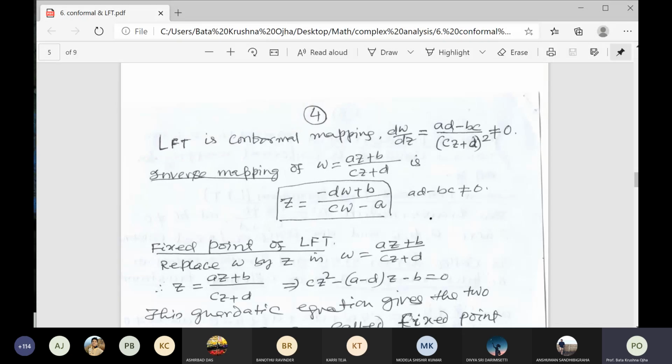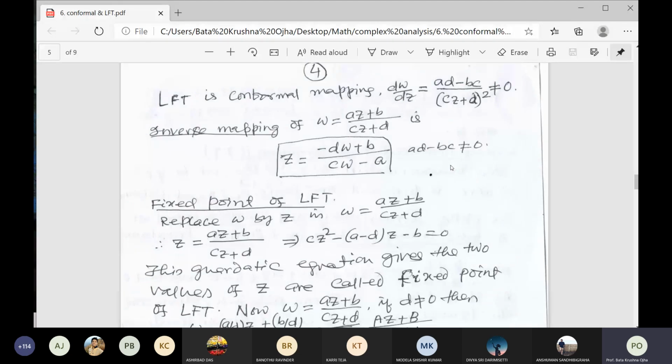Yes, sir. So when I give the LFT, I have given the condition AD minus BC is not equal to 0 because of this. If AD minus BC is equal to 0, then dw by dz becomes 0, so it is not a conformal mapping. But the condition for a bilinear transformation is AD minus BC is not equal to 0. The numerator is zero only at Z equal to minus D by C. Otherwise, it is always a positive quantity. So this mapping is conformal. LFT is always conformal.